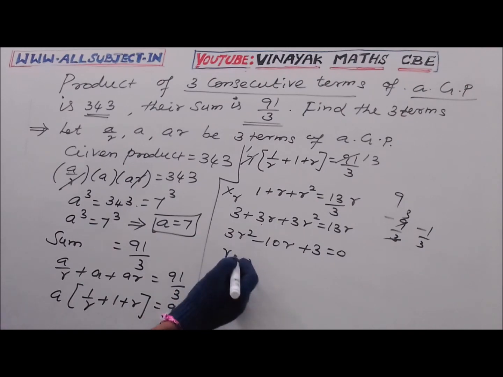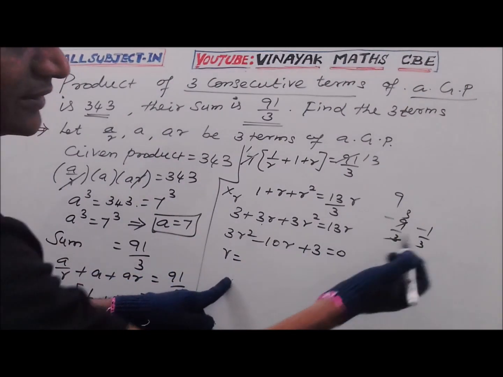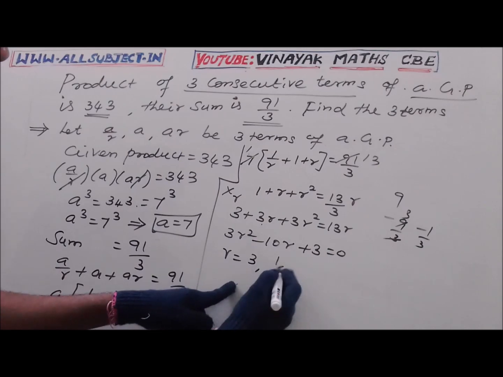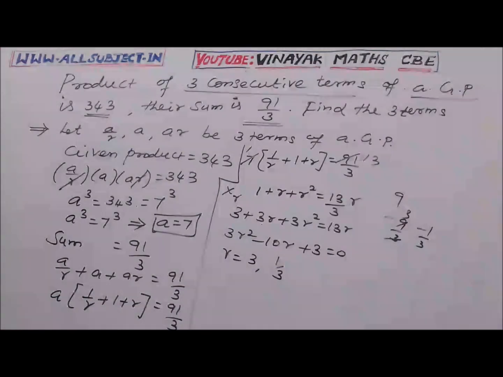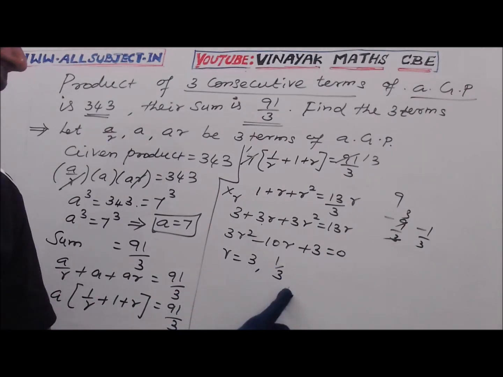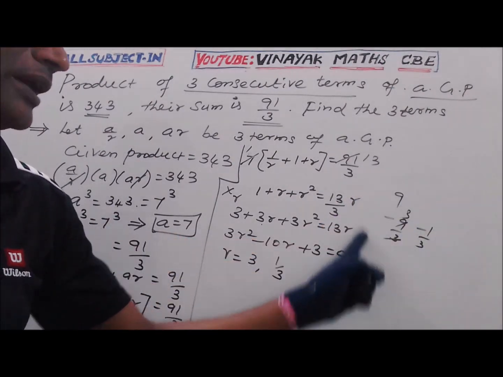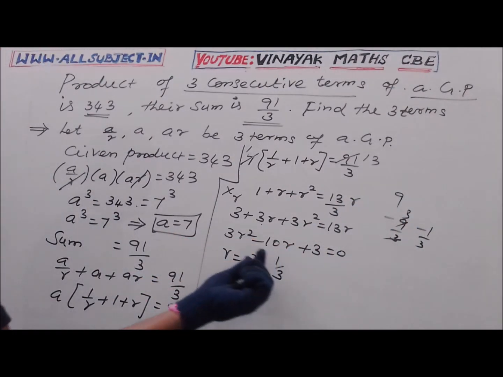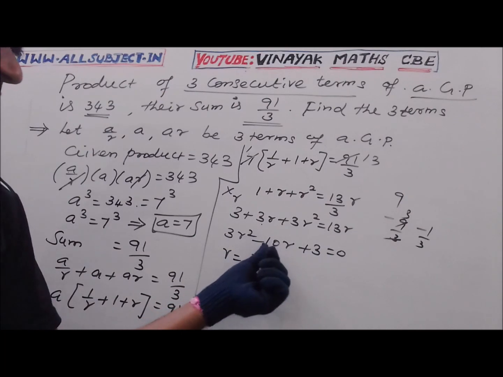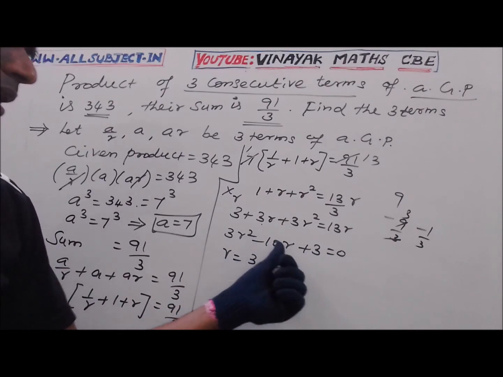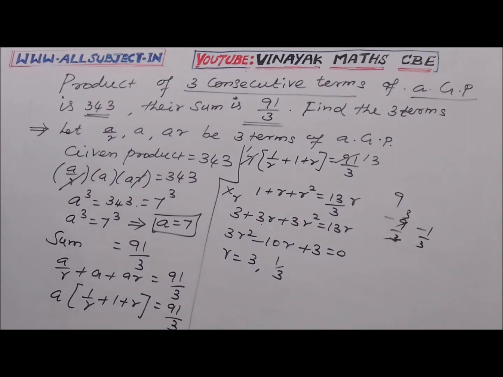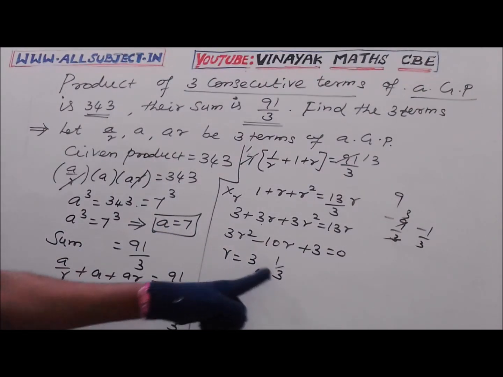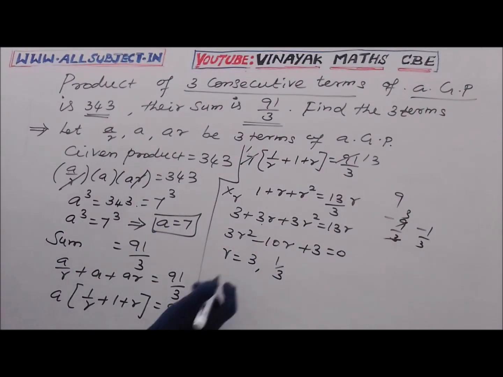So writing the R value, change its sign. So R equal to 3 comma 1 by 3. There are two values for R, that is R equal to 3 comma 1 by 3. You can do it this way, or else factorize by splitting the middle term. Anyway, whichever is easy for you, you can calculate. So here we have R equal to 3 comma 1 by 3. A is 7 but R equal to 3 and 1 by 3. There are two values for R.